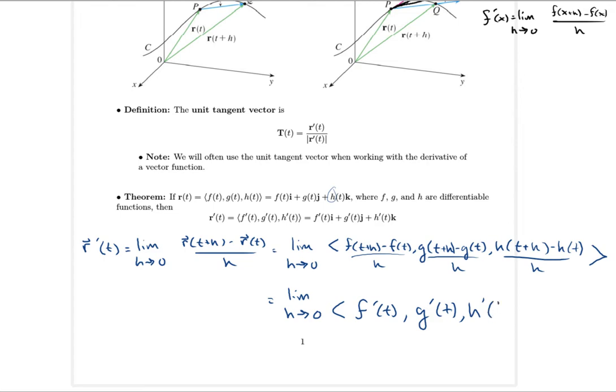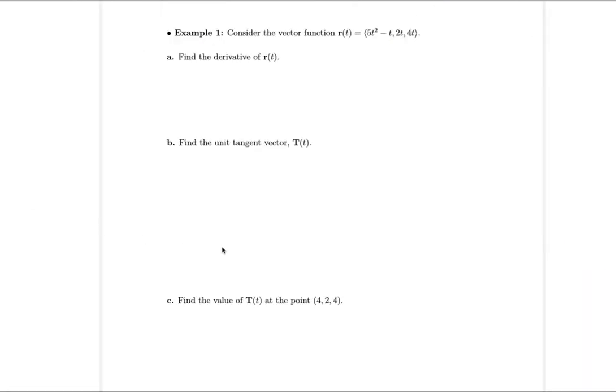and h. So at the end of the day, all we got to do is find the function, as long as it's differentiable, find the function that represents x, y, and z, take their derivatives, and there you go. There's r prime. All right, so let's do an example here. First of all, it just says find the derivative of r of t if r is this vector valued function here. Okay, so we can do that.